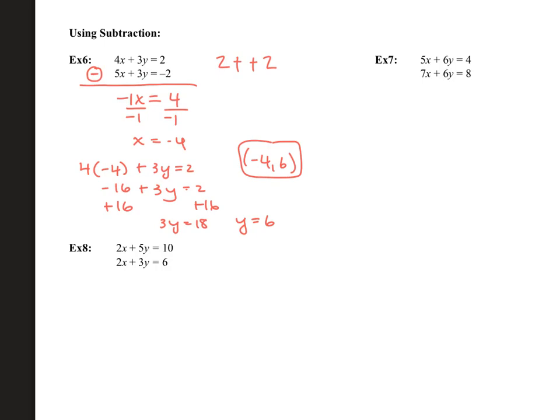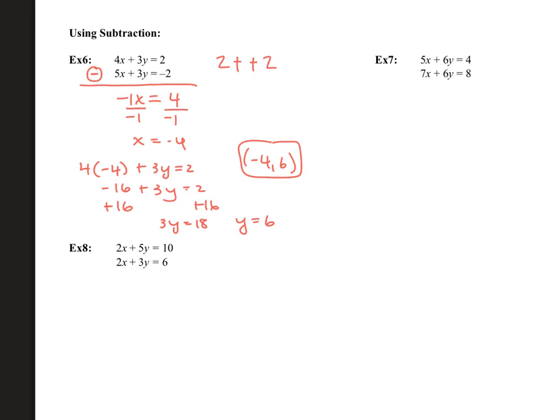And again, I could always go back and check my answer by doing 4 times -4 is -16, 3 times 6 is 18, -16 plus 18 is 2, 5 times -4 is -20, 3 times 6 is 18, -20 plus 18 is -2. So I know that my answer is correct because it works in both equations when I plug it in.